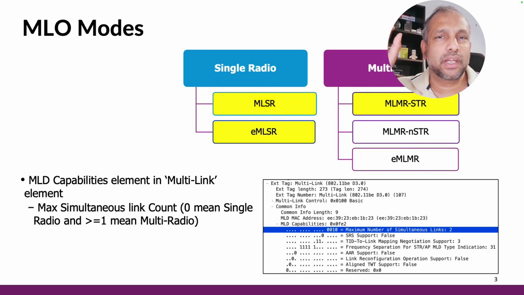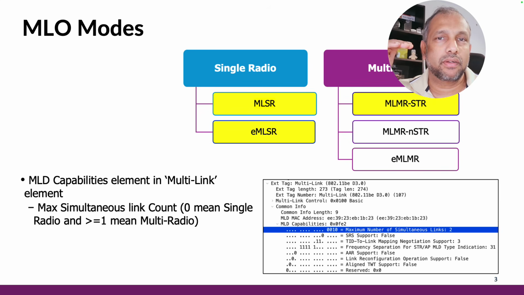Now this value is defined in a particular way by IEEE. If the value is 0, that means the client is indicating it can transmit traffic across one link. It's an n-1 kind of value. So if this value is 0, the client is telling us it can transmit data across one link. In the example you can see here, the maximum number of simultaneous links is 2. That means if this is coming from a client, it is telling us it can pass traffic across 3 links. So definitely this is a multi-link multi-radio kind of client.